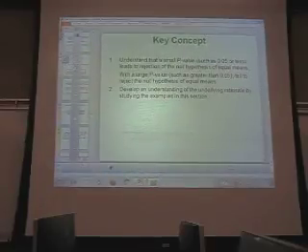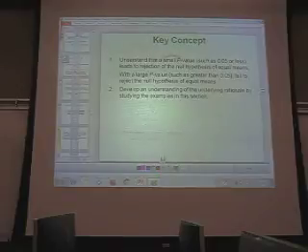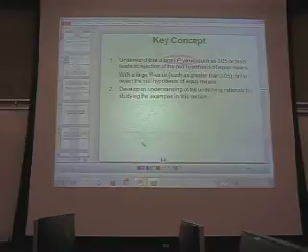Here is a key concept. Haley, go ahead and read. Understand that a small p-value such as 0.05 or less leads to rejection of the null hypothesis of equal means. With a large p-value, such as greater than 0.05, fail to reject the null hypothesis of equal means.